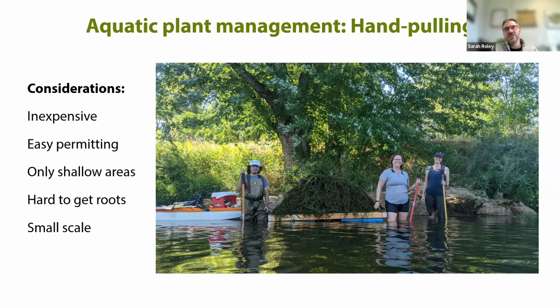However, it's limited to only shallow areas. You can't have people working where the river is 6 feet deep. Not possible, nor is it safe. It's hard to get the roots out, so you often need to do some additional digging or find a way if you want to get the roots, because again, it'll come back the following year. And something to consider, I'll mention this again, but water stargrass stems are very fragile. So it's really easy to rip off the top biomass and leave the lower biomass in place to regrow later in the season or the next year. And by default, this is limited to small scale areas.